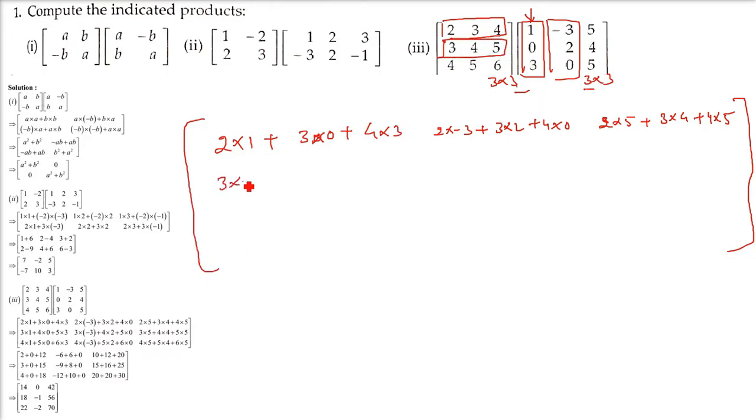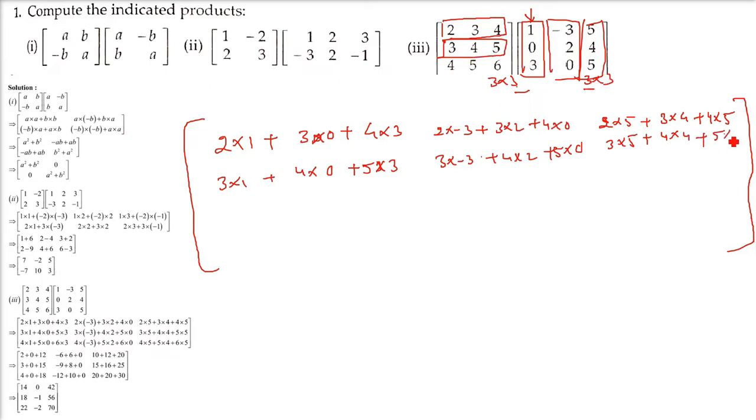3 into 1 plus 4 into 0 plus 5 into 3. Then the second row with the second column. 3 into minus 3 plus 4 into 2 plus 5 into 0. Then the second row with the third column. 3 into 5 plus 4 into 4 plus 5 into 5.